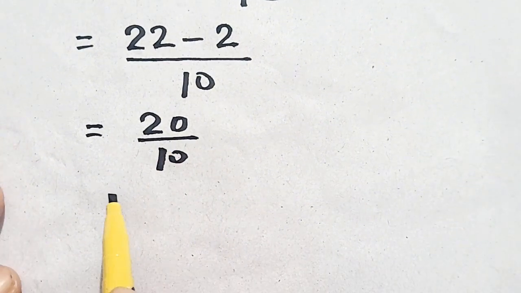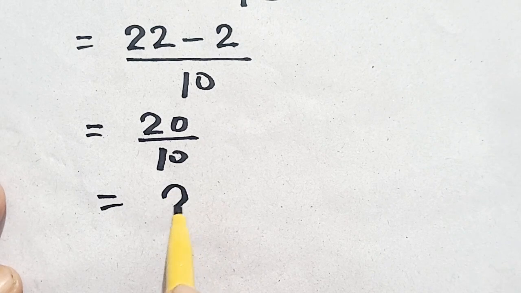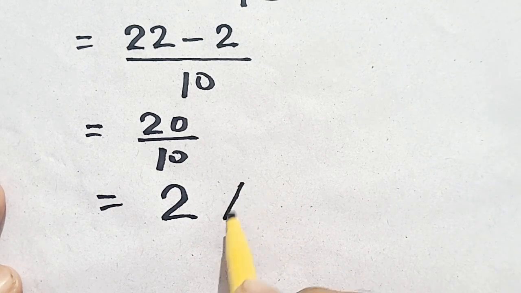Now 20 divided by 10, it is equal to 2. Hence 2 will be our answer.